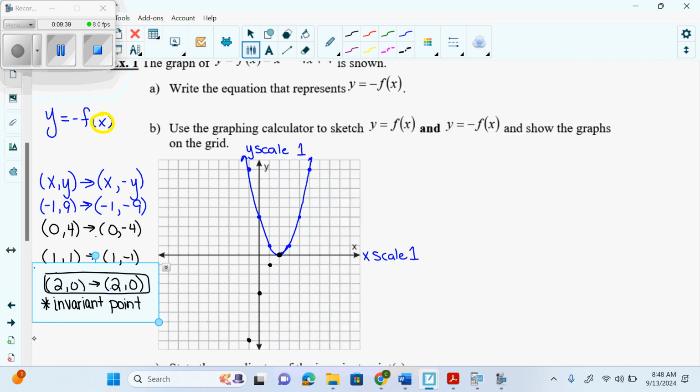Now, some people ask, well, what if I move one of these points and it lands on one that was there before? Well, did it move to land on it? Yes, so it's not invariant. Invariant means it doesn't move.